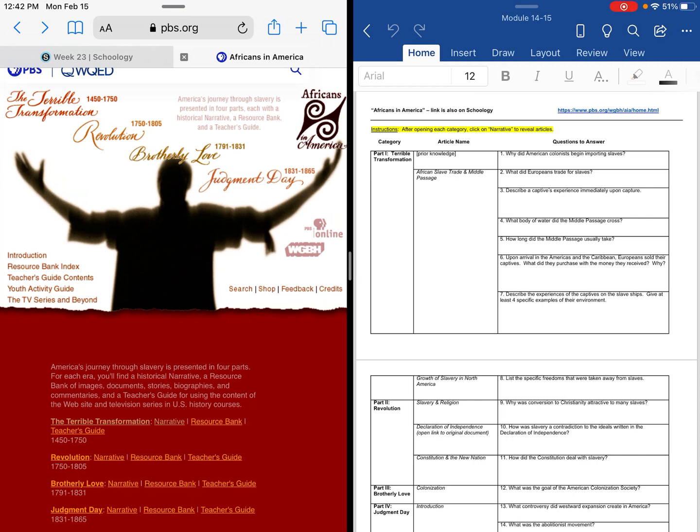The goal at the end of this is to create a project that shows what slavery was like, among other things, but that's really what you're going to be learning in this part of the project.